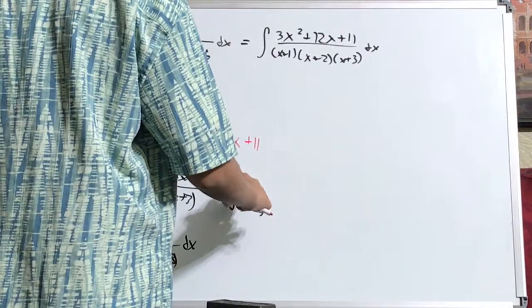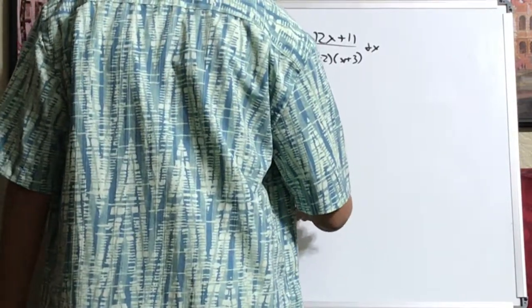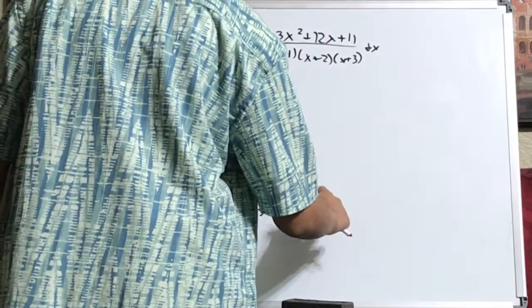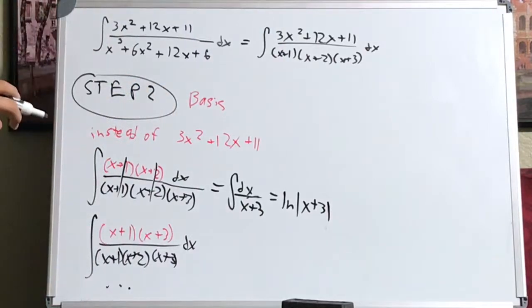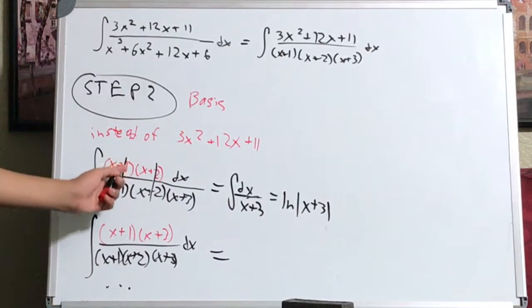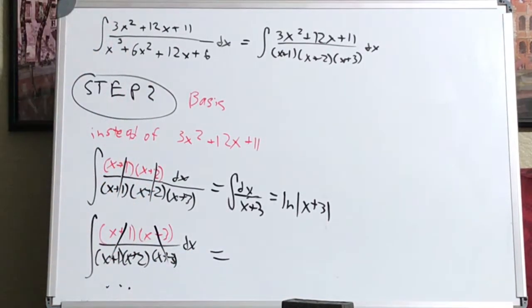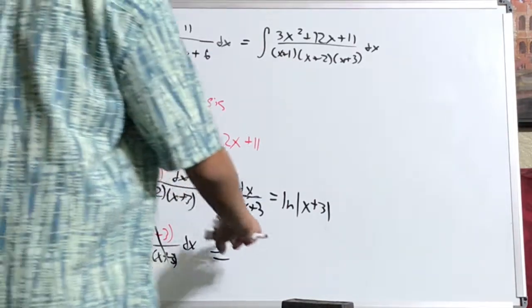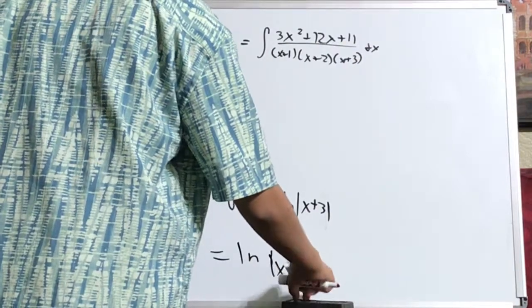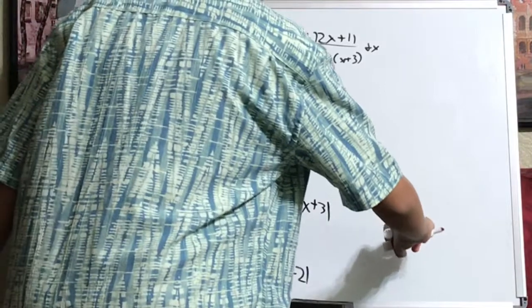And then we know that this is going to be ln of the absolute value of x plus 3, like that. And similarly, if you put x plus 1 and x plus 3 instead of x plus 1 and x plus 2, the x plus 1 and x plus 3 cancel, and we're left with 1 over x plus 2, which will be ln of x plus 2. And similarly to these two, we can also get ln of x plus 1. So I'm just going to put that right here.